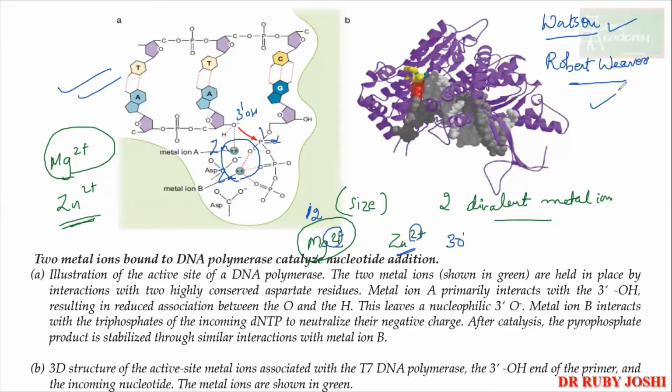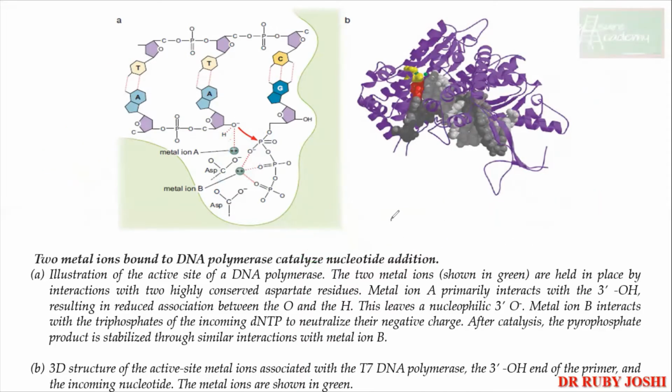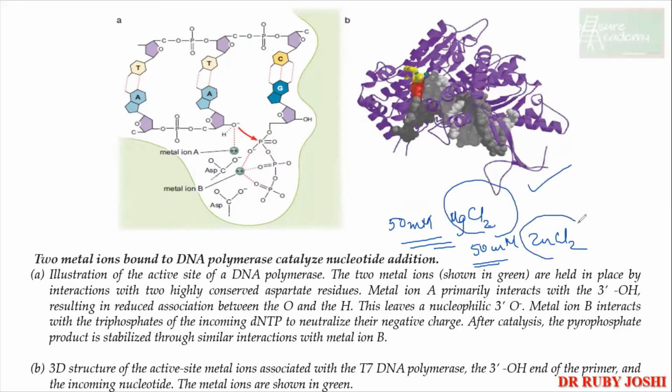Okay, tell me, this much concept is clear now? Like why zinc is not being used maximum by the enzymes and magnesium is used. Later on, you will also see that if I use 50 millimolar of magnesium chloride and 50 millimolar of zinc chloride, the concentration or the molarity of both the salts is the same. Still, magnesium chloride gives you better activity of the enzyme as compared to the zinc.